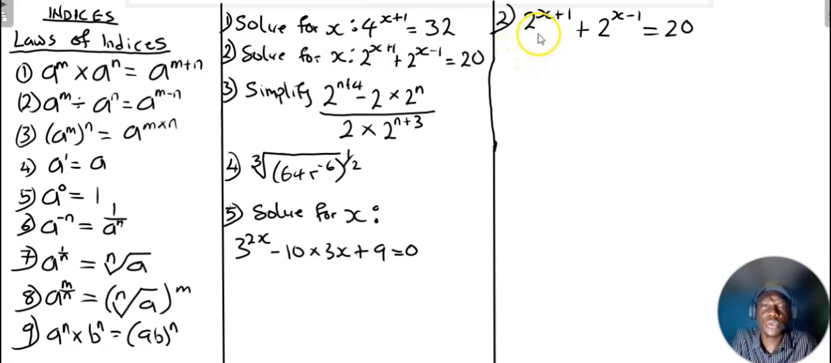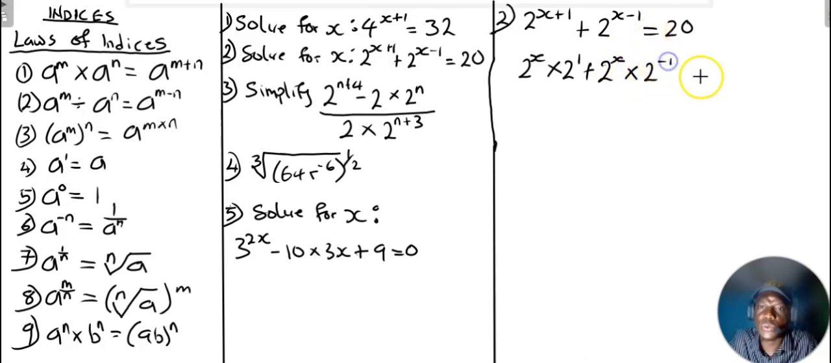The number 2 question says 2 raised to power x plus 1 plus 2 raised to power x minus 1 is equal to 20. What we are going to do here is apply the indices multiplication law, that's the first law. In this case, we have x plus 1, m plus n, so we are going to split it in this form. That will give you 2 raised to power x times 2 raised to power 1, plus the same thing applies here, 2 raised to power x times 2 raised to power minus 1, is equal to 20.